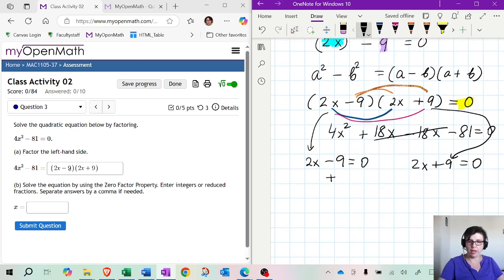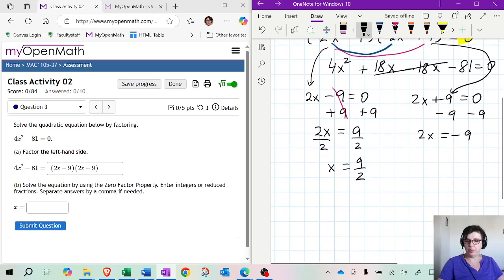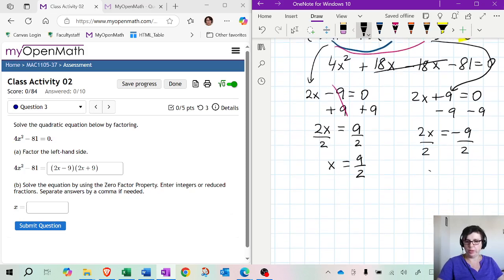So first we're going to add 9 to both sides. We get 2x equals positive 9. So this cancels out. And then on this side, we're going to subtract 9 from both sides. So we get 2x equals negative 9. Okay, so to solve this first equation, we divide both sides by 2. So we get 9 halves. And then the other one, also dividing that by 2, we get negative 9 halves.